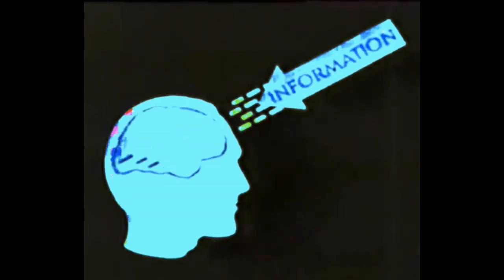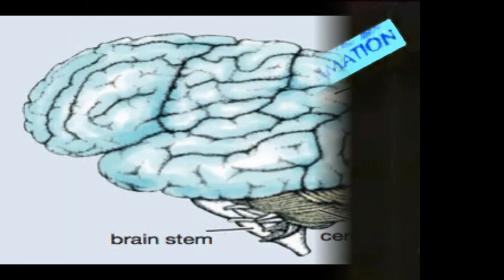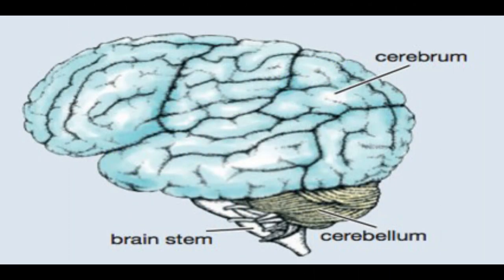There are three major areas in the brain: the cerebrum, that is the largest part of the brain, associated with conscious activities and intelligence. The cerebellum coordinates movement and balance. Last is the brainstem. It connects the brain to the spinal cord.